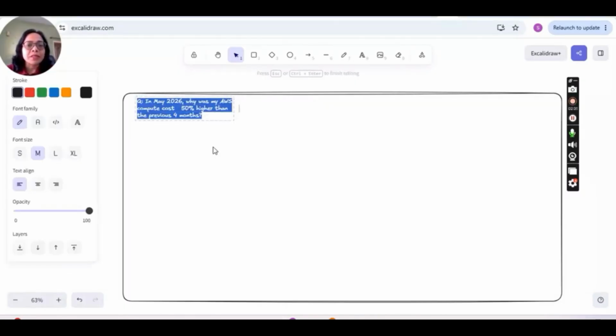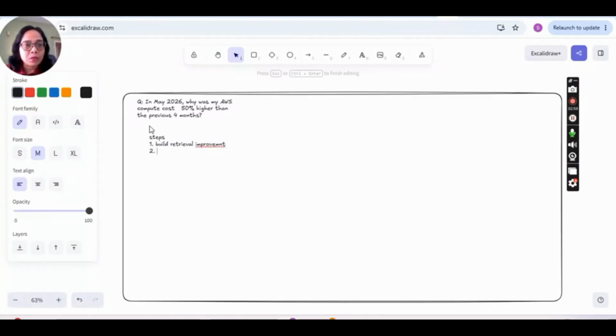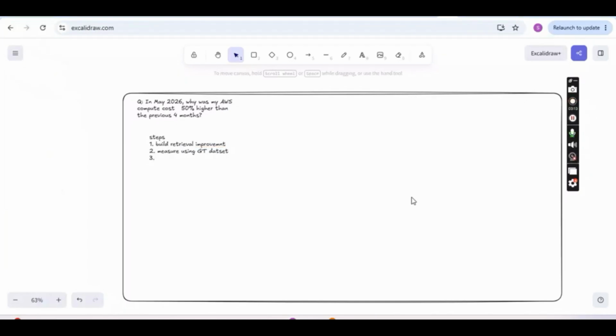So first, let me take up the exercise. What are the different steps that we are going to follow? The first step is building retrieval improvement. The second is measuring using the ground truth data set. We already have one ground truth data set. And the third is about computing CI performance.